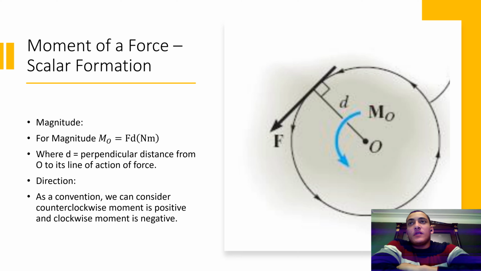Moment of a force, scalar formulation. For magnitude, MO equals F times d, in Newton meters, where d is the perpendicular distance from point O to the line of action of the force. Direction: as a convention, we can consider counterclockwise moment positive and clockwise moment negative.